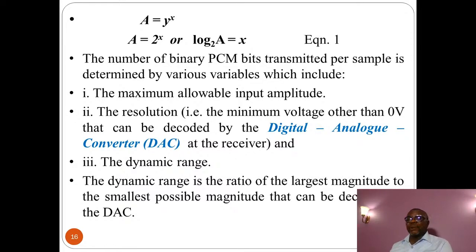The number of binary PCM bits transmitted per sample is determined by various variables, which include: 1, the maximum allowable input amplitude; 2, the resolution, that is, the minimum voltage other than 0 volts that can be decoded by the digital to analog converter, DAC, at the receiving end; and 3, the dynamic range. This dynamic range is the ratio of the largest magnitude to the smallest possible magnitude that can be decoded by the digital to analog converter.